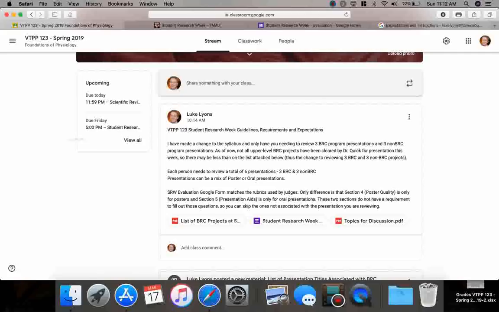presentation aids. The poster quality, or Section 4, goes with poster presentations. Section 5 goes for oral presentations. If you go to an oral presentation, just skip Section 4, go to the next section. I made those questions not requirements, so you're allowed to skip them. Same goes if you go to a poster session, you can skip past Section 5 and go straight to Section 6, which is just additional comments. These 2 sections do not have a requirement to fill out those questions, okay? So you can skip them if it's not associated with what you're going to.